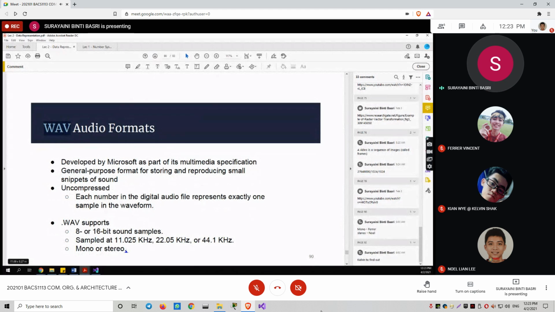This WAV format supports up to a 16-bit sound sample, and it can be sampled starting from 11 kilohertz up to 44.1 kilohertz. So it is either in mono or stereo. What are mono and stereo? I want you guys to find out.